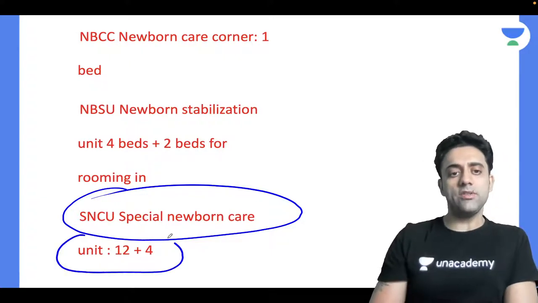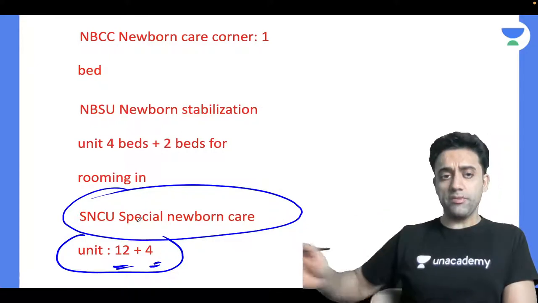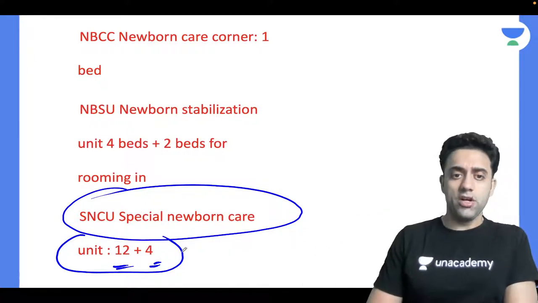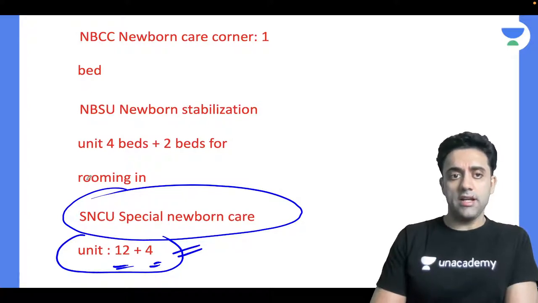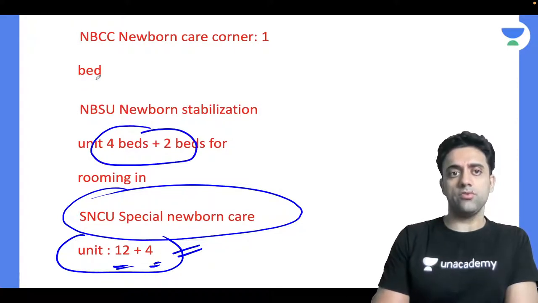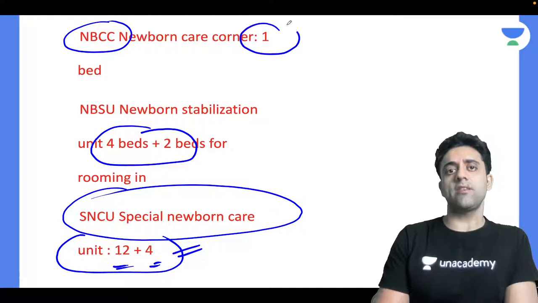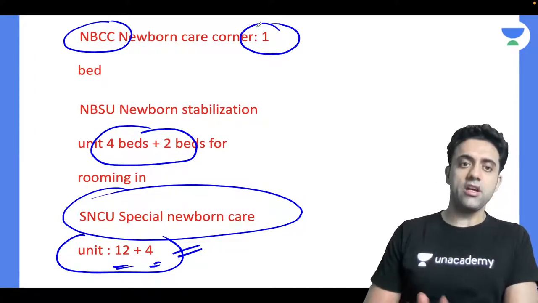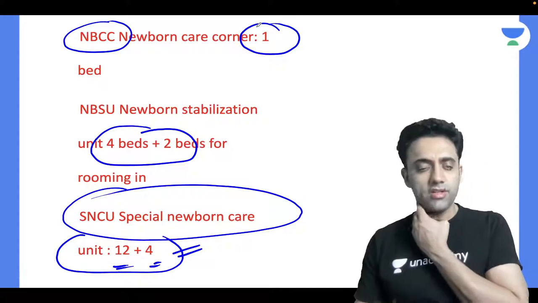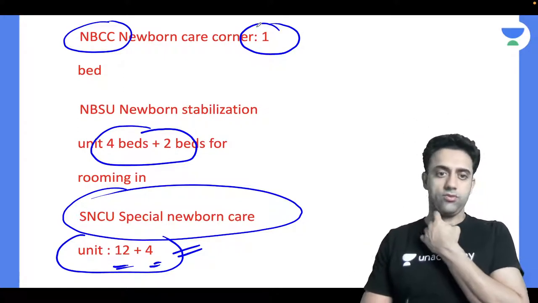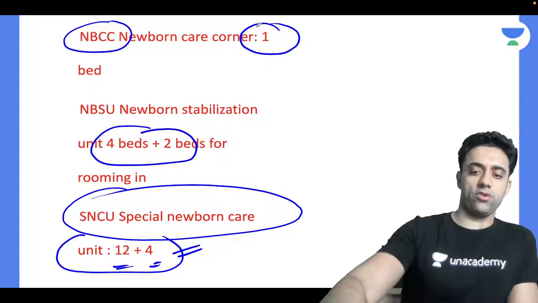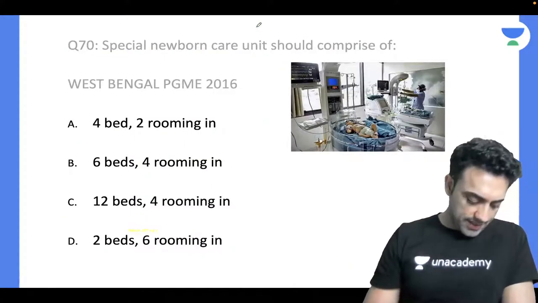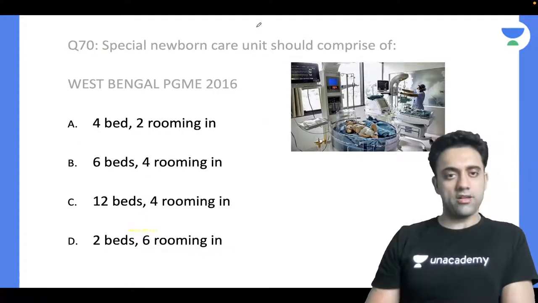And remember, in SNCU it is 12 plus 4. For example, 12 beds should be there and 4 beds for rooming in. Rooming in means mother and baby together. In NBSU, it is 4 plus 2, and for Newborn Care Corner, only 1 bed is required. I'll repeat again: Newborn Care Corner, 1 bed; Newborn Stabilization Unit, 4 plus 2; and SNCU, 12 plus 4. Again, this question comes. Yes, exactly.